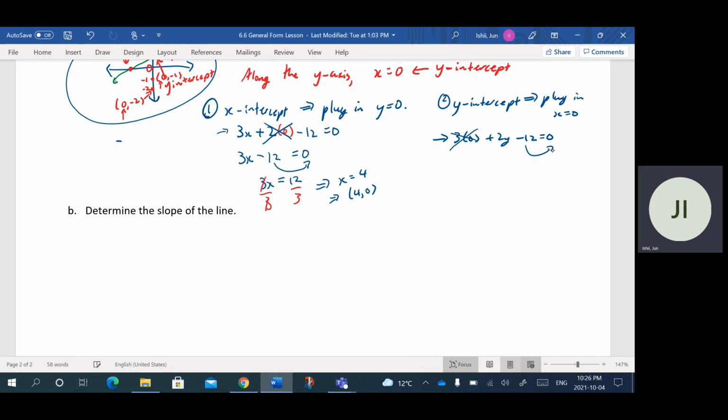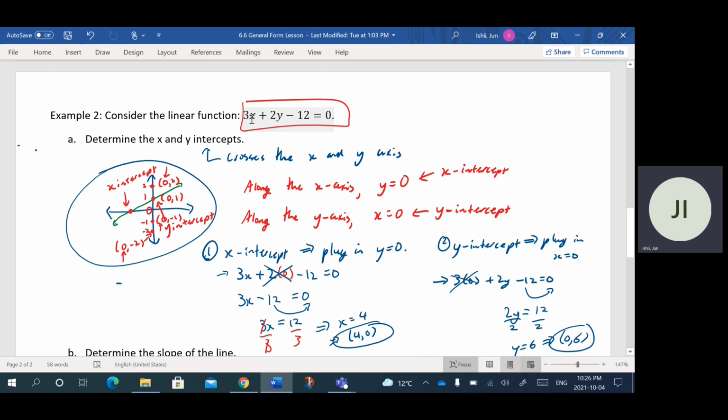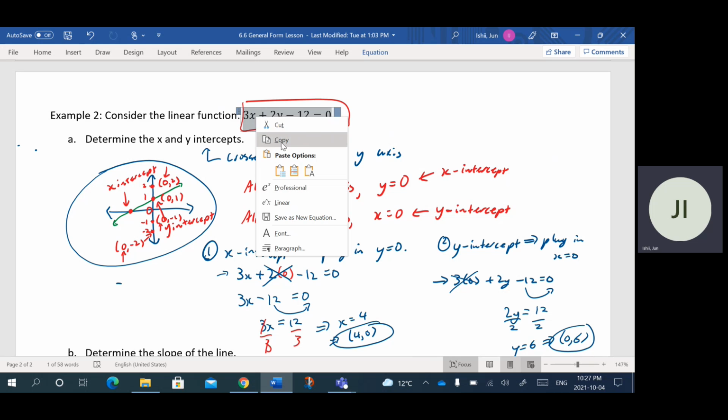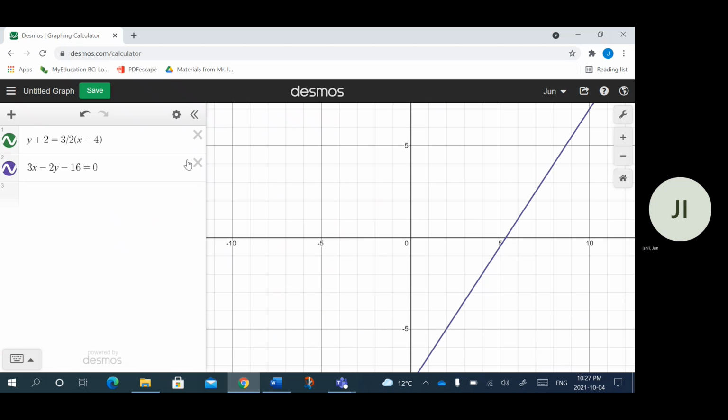Now to do that, I'm going to move the 12 over to the other side. So I get 2y is equal to positive 12. And then I'm going to divide both sides by 2. y equals 6. So that means the y-intercept, where across the y-axis your x value is 0, is where your y value is 6. So 4, 0 is your x-intercept, 0, 6 is your y-intercept. And now just to confirm, I'm going to use Desmos. Let me copy that and paste it onto Desmos.